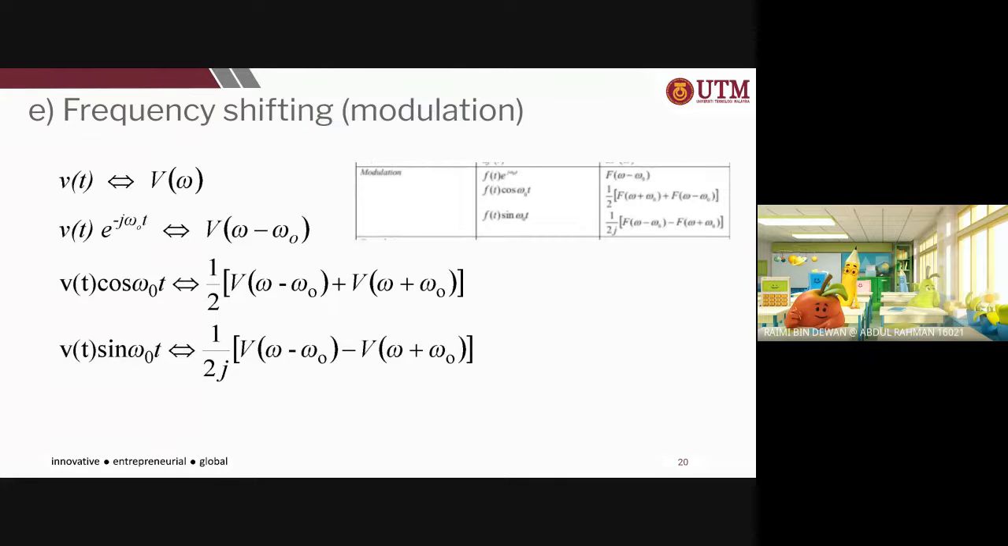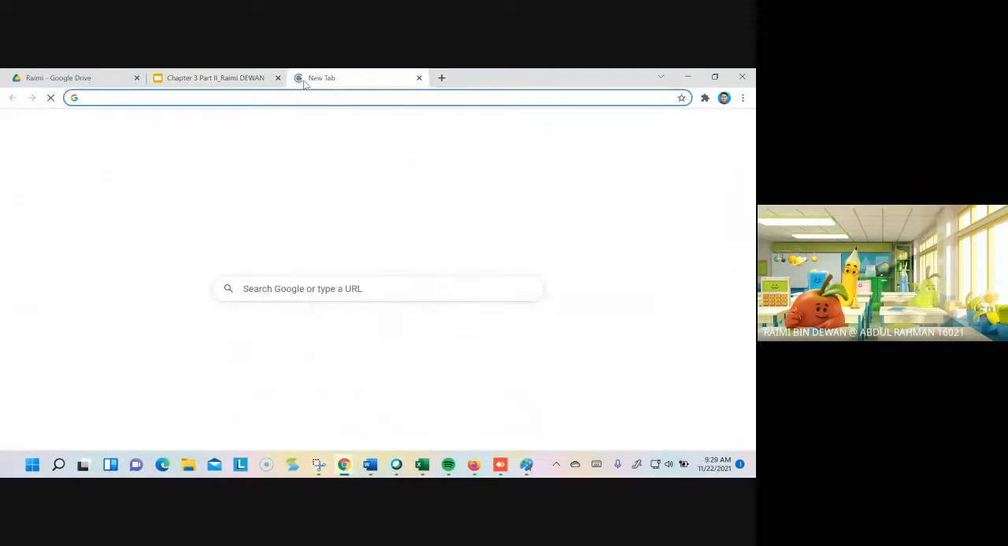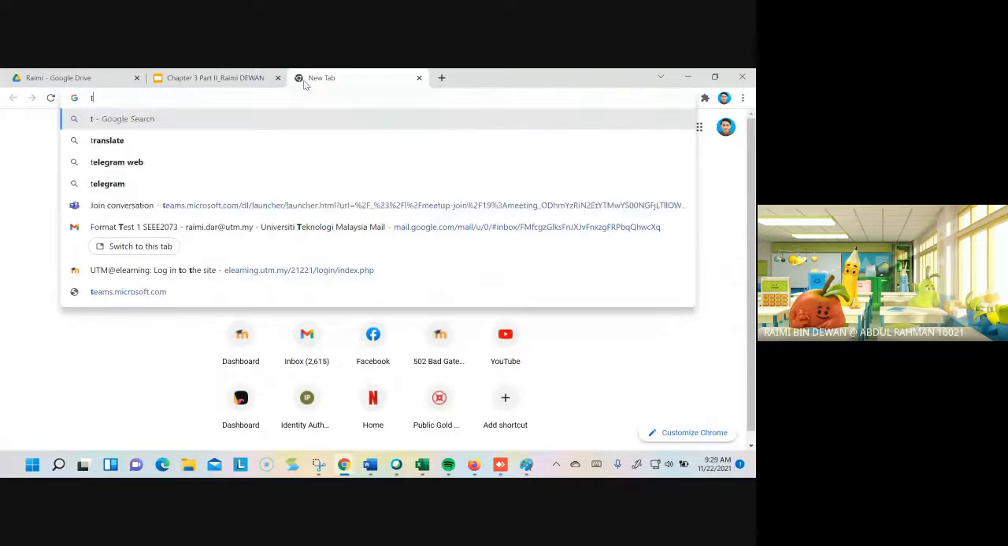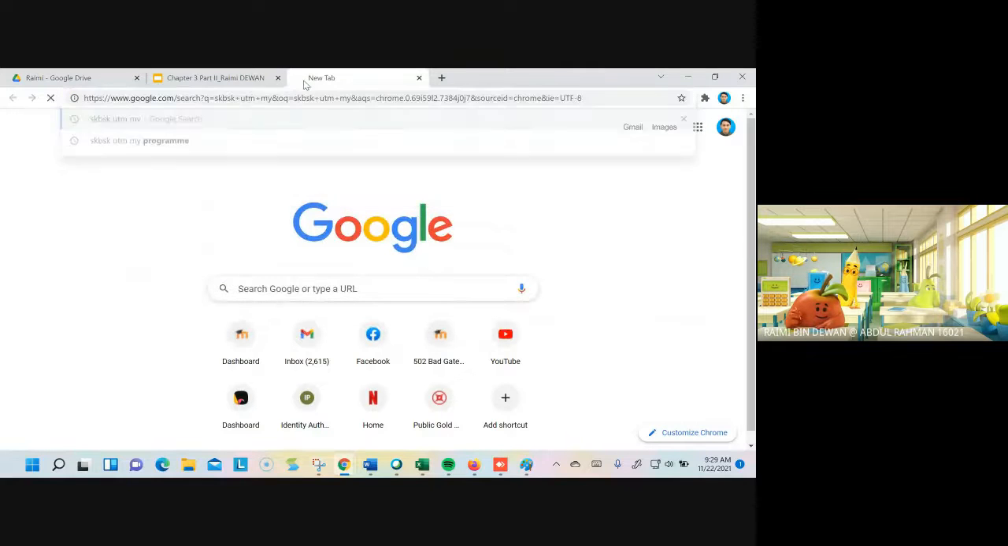Frequency shifting is actually for us to carry the signals, so it will be carried by a higher frequency. I'm not sure if you guys have studied principles of communication or not. You will study this inside a subject called principles of communication, about modulation and everything. You need to pass this subject before you get the next one. The next one is principles of communication.